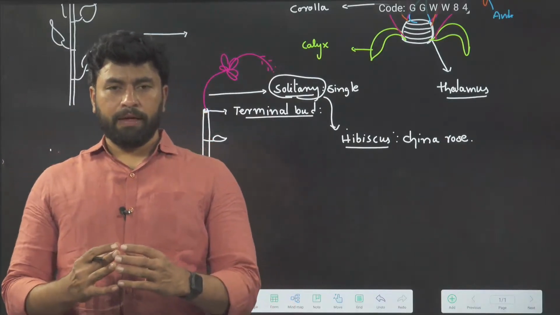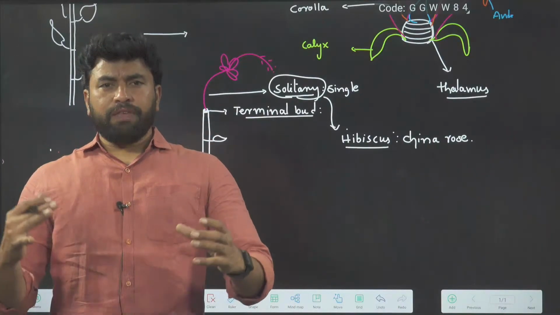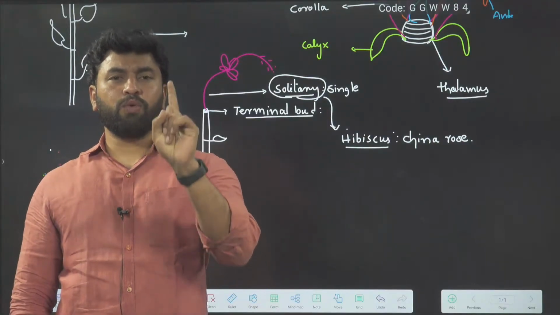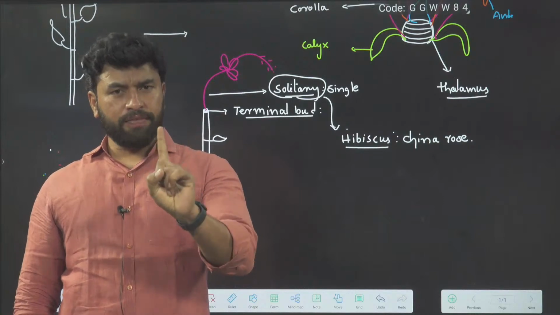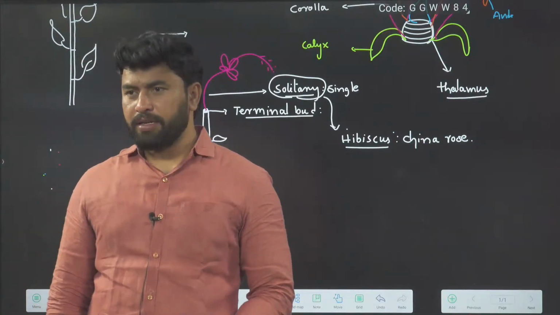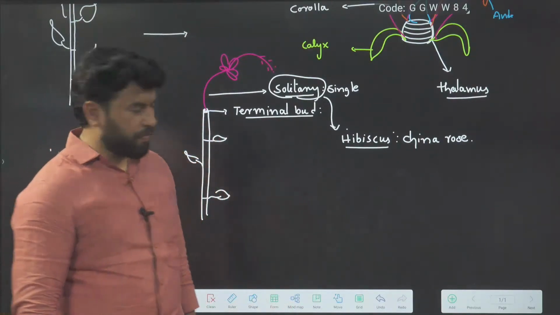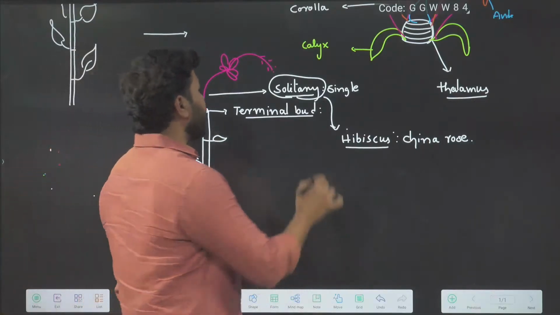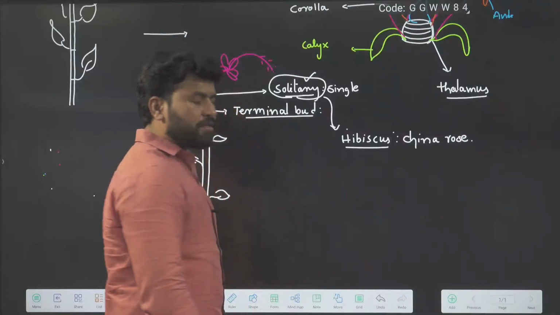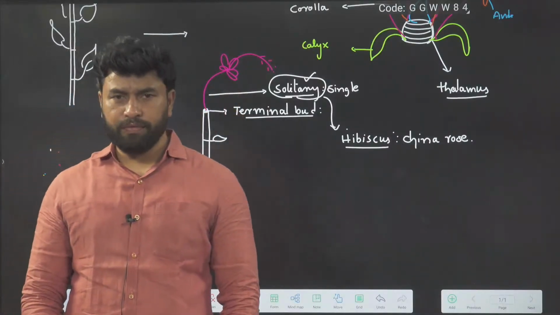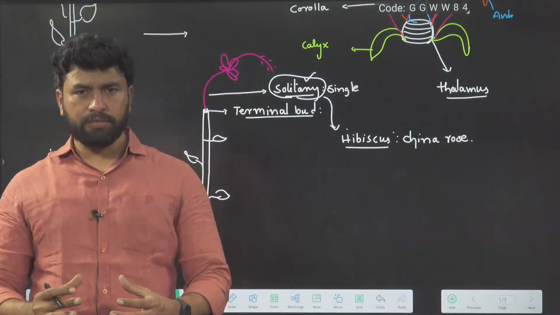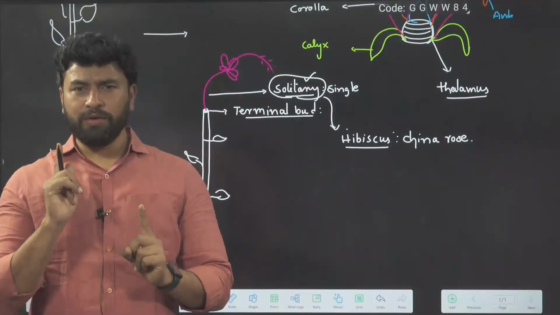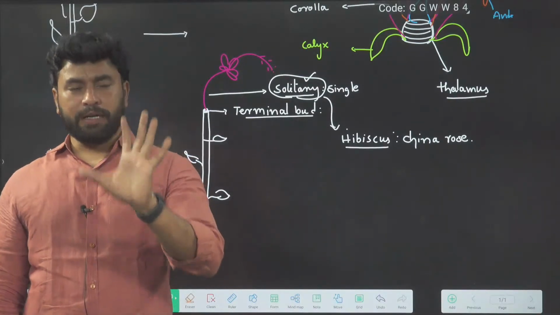One more time. Instead of developing many flowers, a terminal bud alone develops one flower. I mean, a single flower developed from a terminal bud. Such a single flower inflorescence, or single flower developed from a terminal bud, we call solitary. That is also sometimes called solitary inflorescence. Solitary means alone or single. So only one flower developed from the bud.